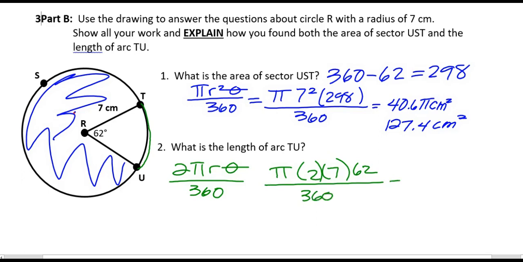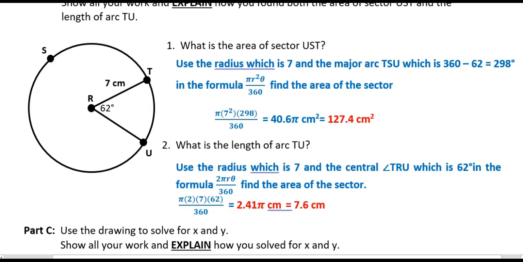So when we multiply this out, we get 2.41 pi. And this time it's just centimeters because we're just talking about a length. And if we were to multiply by that pi, the answer is 7.6 centimeters. Here again, I wrote out why I did what I did, and you could do this as you're working the problem. Use the radius, which is 7, in the major arc TSU, which is 360 minus 62, in the formula pi r theta over 360, to find the area of a sector, and then plug in the values.